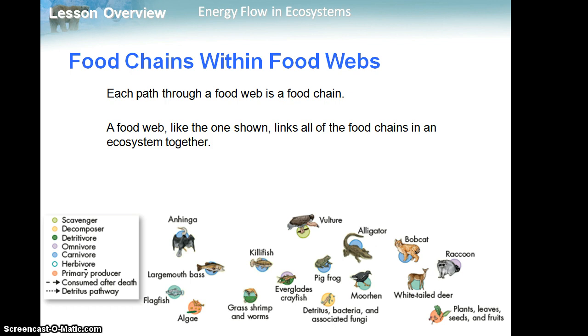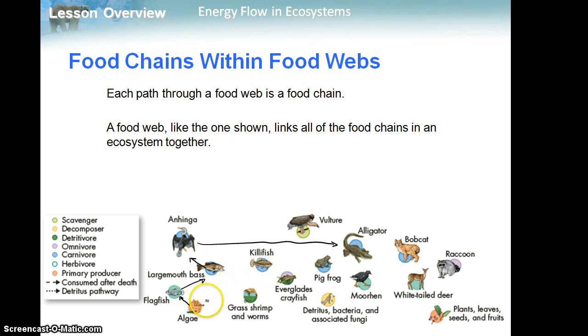Food chains are then going to be put together, and this is what we're working on in class. If you look down here, we have our algae and our flagfish and our largemouth bass, and so energy would flow from the algae this way to the flagfish, to the largemouth bass, to the anhinga, and then over to the alligator.